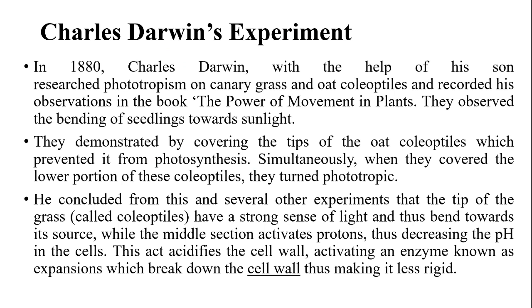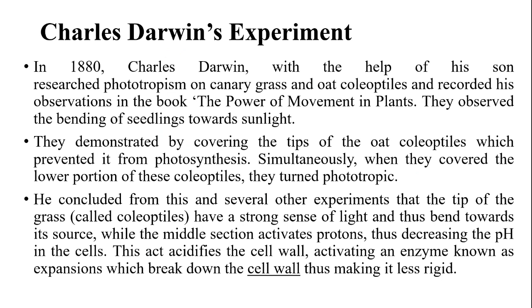Charles Darwin experiment. At first he did an experiment by using canary grass and oat coleoptile and recorded his observation in a book, The Power of Movement in Plants. They observed the bending of seedlings towards sunlight. They demonstrated by covering the tip of the oat coleoptile, which prevented it from bending. Simultaneously, when they covered the lower portion of the coleoptile, it still turned phototropic. That means only the apical part senses the light source.